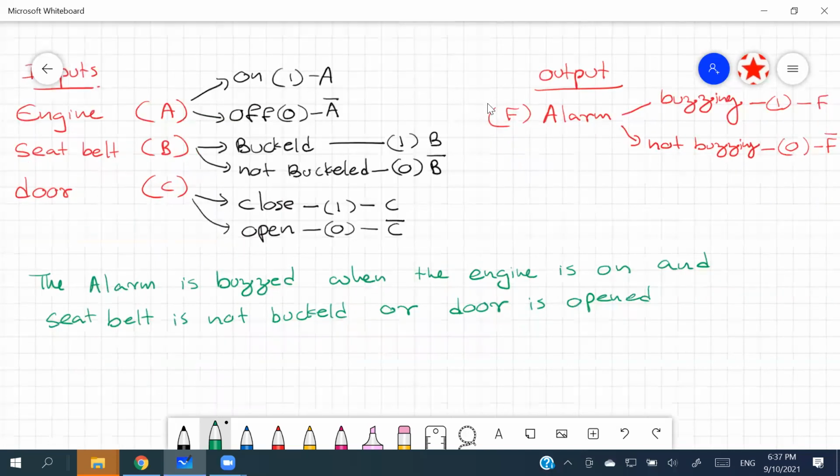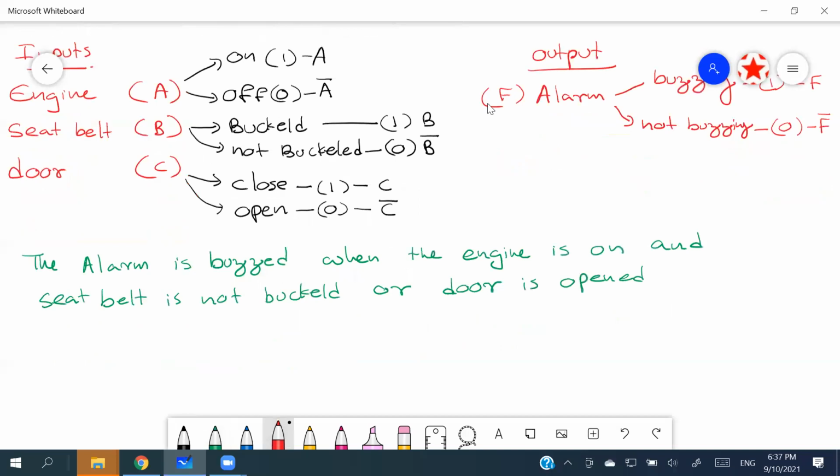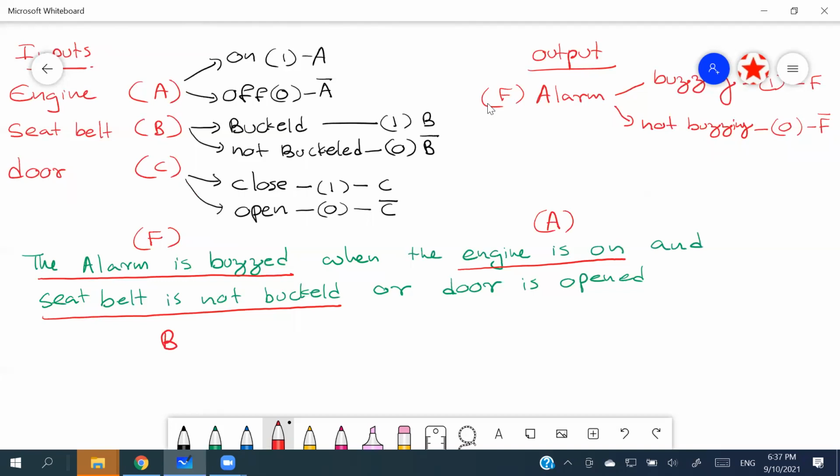Right, simple as that. So how can we match these things? The alarm is buzzed, so that is F. When the engine is on, that is A. And the seat belt is not buckled, that is B bar. And the door is opened, that is C bar.